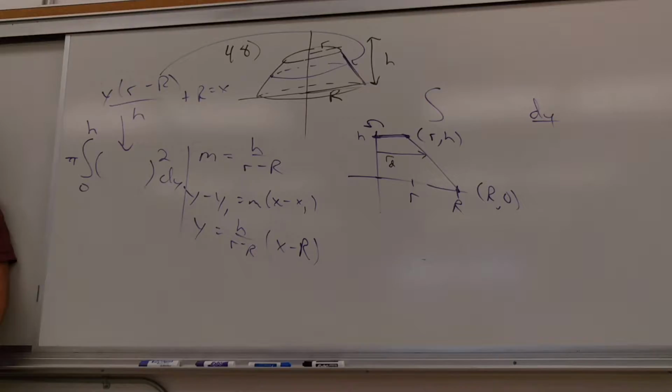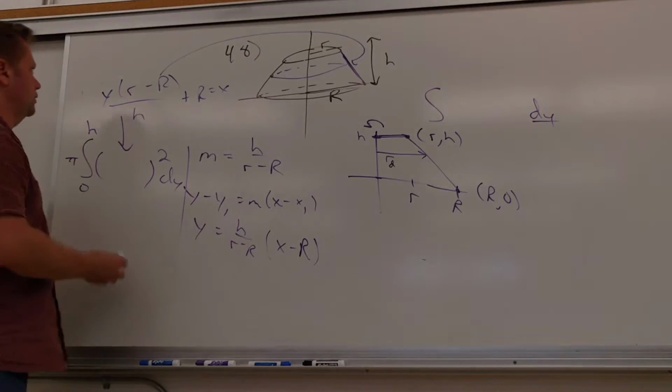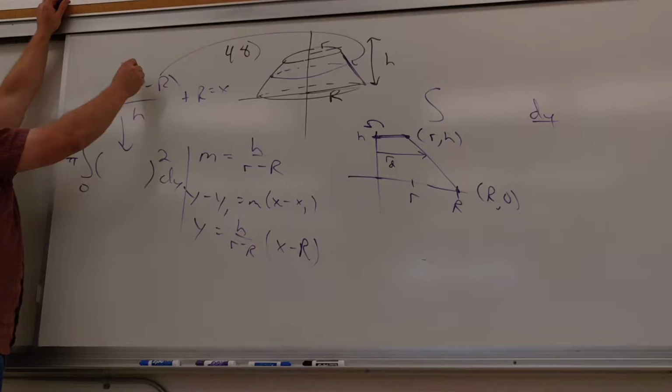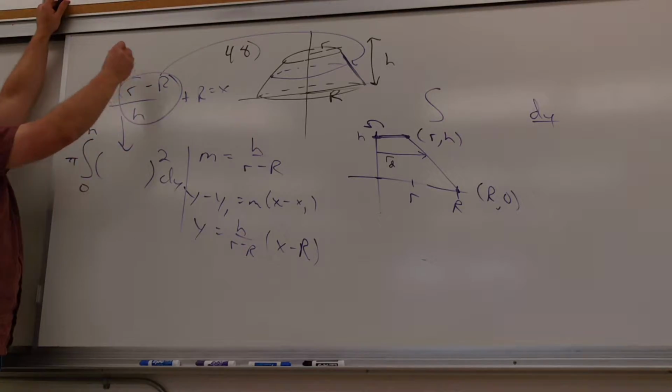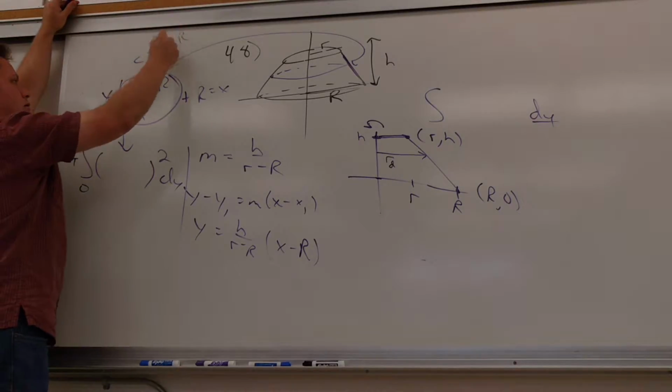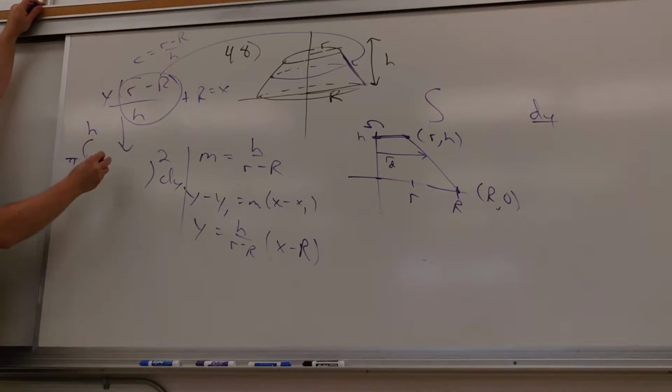So should we bring the y in? Well, not really. To be honest, what I would do is I would call this whole thing C. Is that cool? Because that's just one big constant, right? So I'd say, let C be r minus R over h. And that's going to make this look a lot better. So now it's Cy plus R.